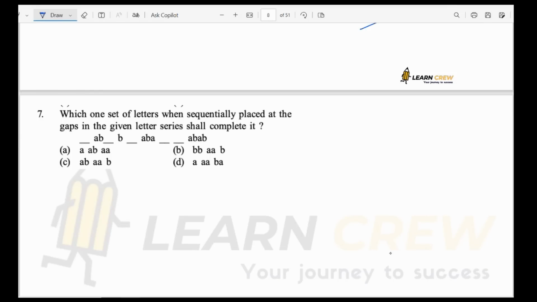So AB is there. Definitely AB is coming. After AB again AB is coming. Before that, what you should have? So please see here. Observe here. After AB, what you're getting? AB. So after AB, you must get AB. Then after AB, you have to get AB.